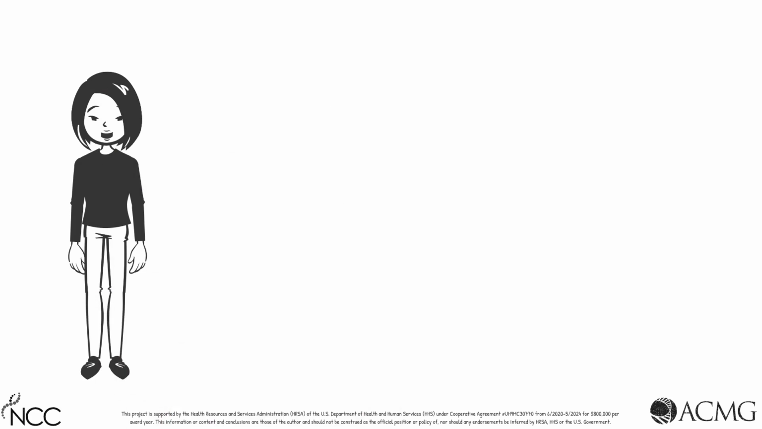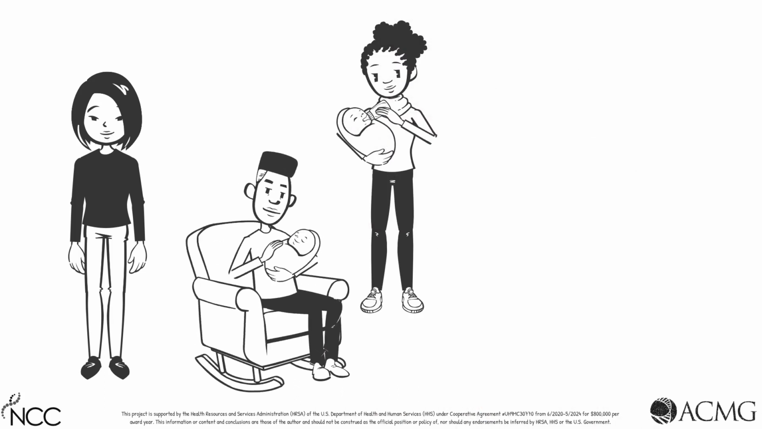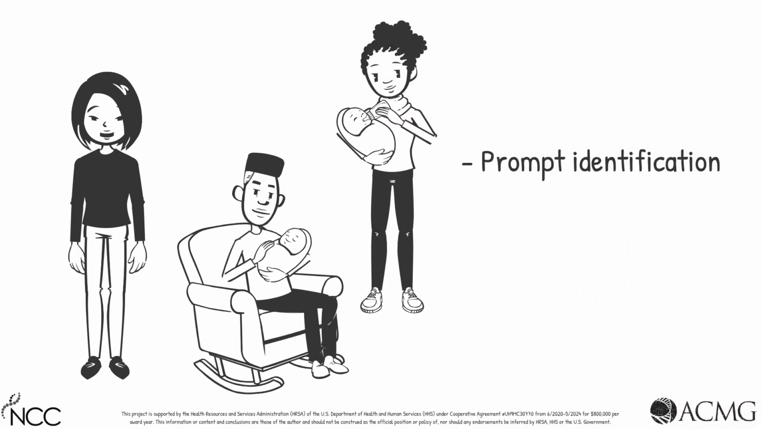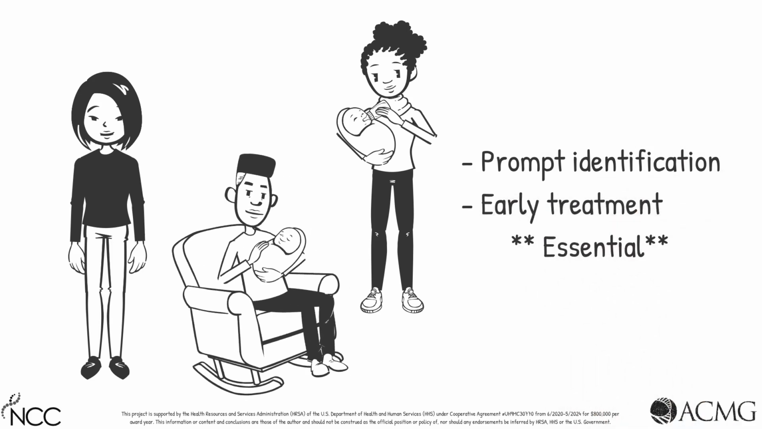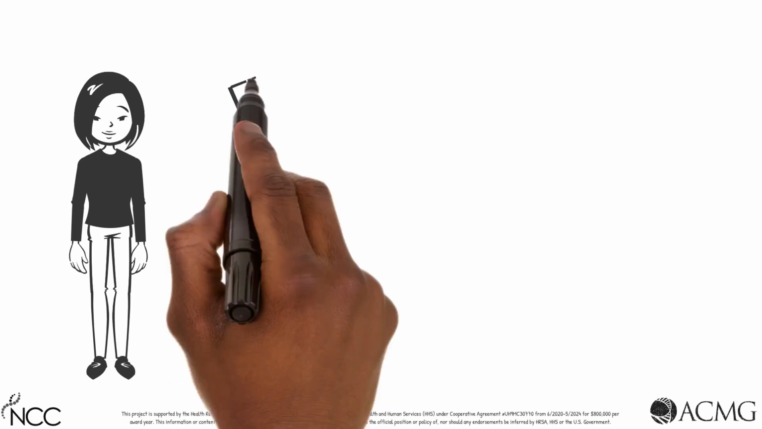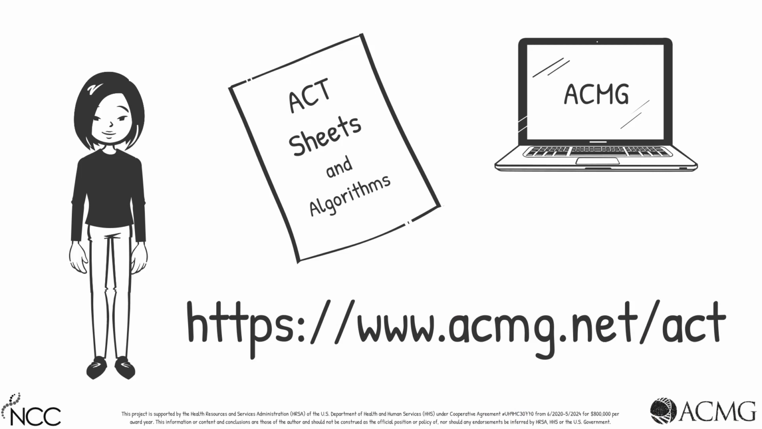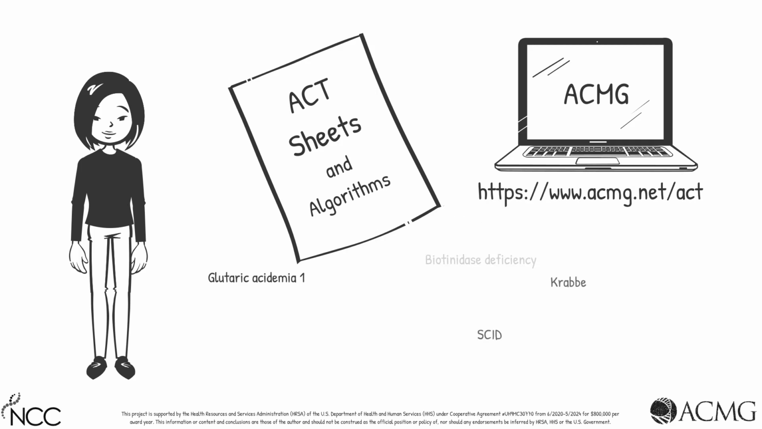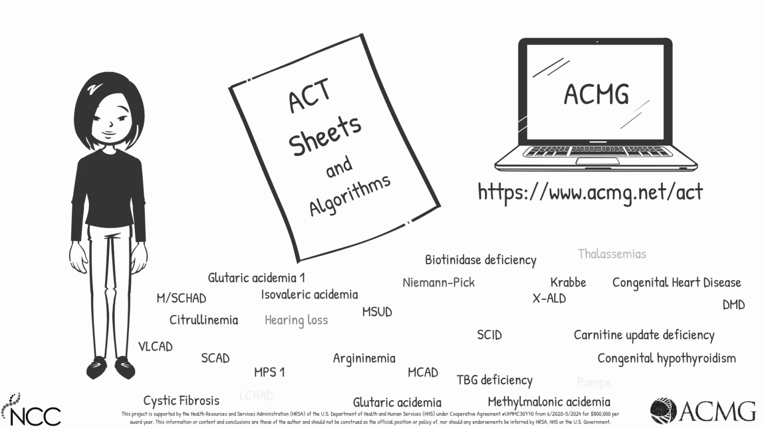Before we end today's session, let's have a quick review. First, GAMT deficiency is a serious condition, and identification of affected individuals is essential for administration and benefit of early treatment. Second, ACT sheets are freely available on the ACMG website to review in the event of a screen positive result. In addition to GAMT deficiency, ACT sheets are available for many other conditions that can be identified through newborn screening.